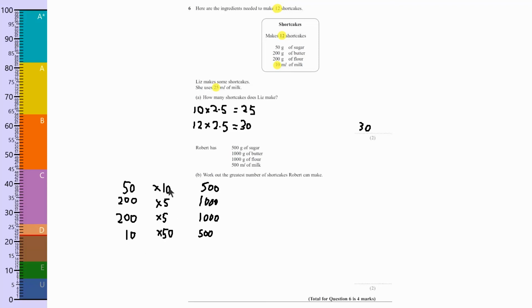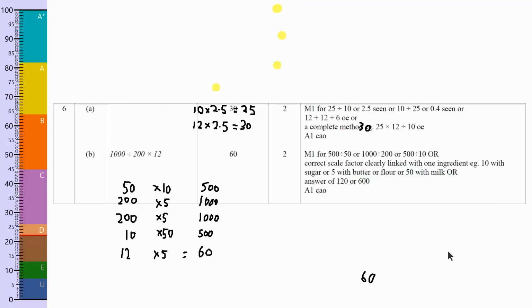He has quite a lot of sugar. He can do the recipe 10 times over until he runs out of sugar. But these two here, he can only do the recipe 5 times. So it says work out the greatest number of shortcakes. If he has 12 shortcakes for the recipe and he can only do the recipe 5 times, we just do 12 times 5, which is 60. And 60 would be our answer down here. Okay, let's have a look at the mark scheme.